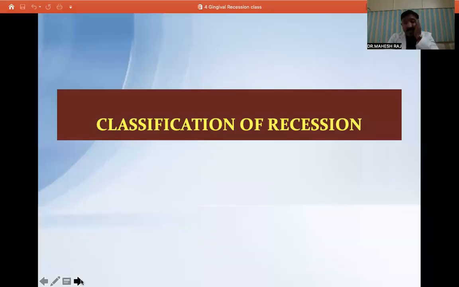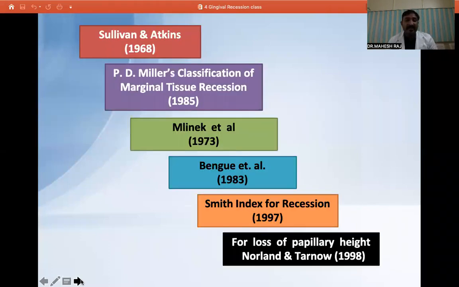After this etiology, the causes of recession, we go back to the classification of recession. Classification was given by Sullivan and Atkins in 1968, P.D. Miller's classification, marginal tissue recession, 1985, Lennick et al. in 1973, Vincu et al. in 1983, and the Smith index for recession in 1997, for the loss of capillary height norm, and Darwin also gave a recession classification in 1998.